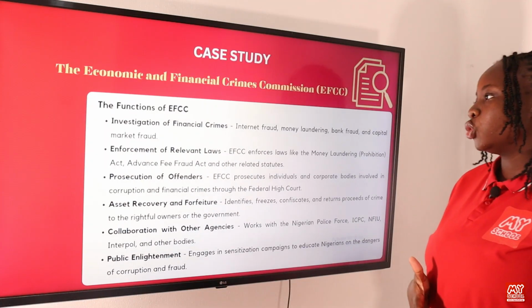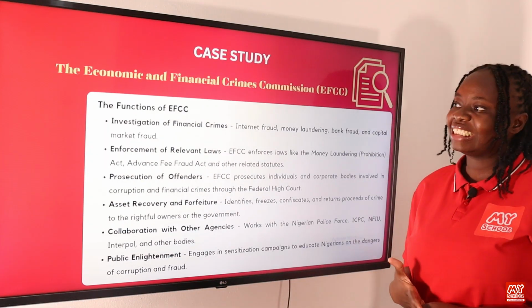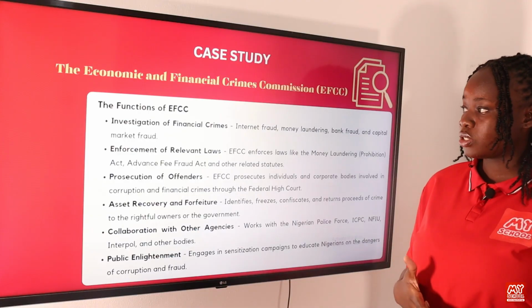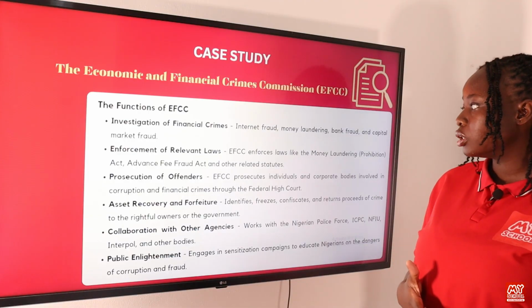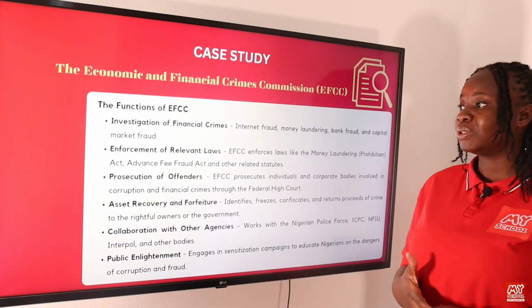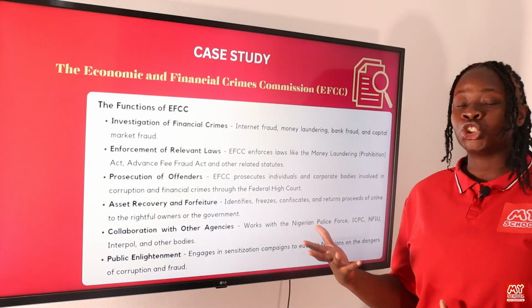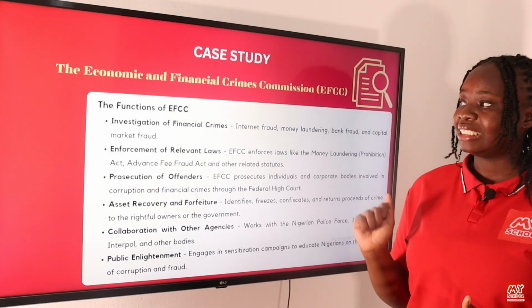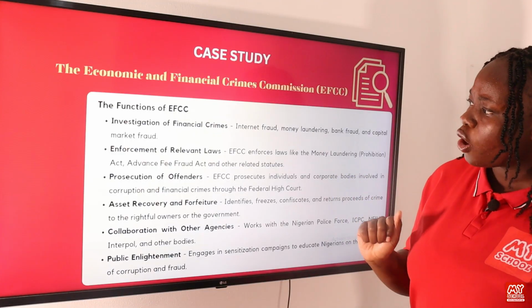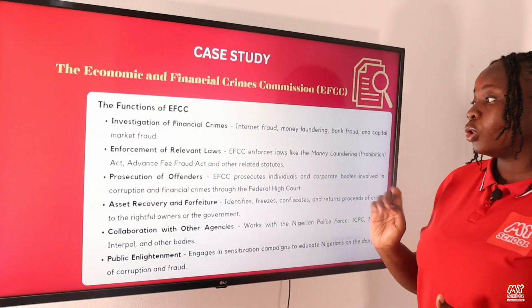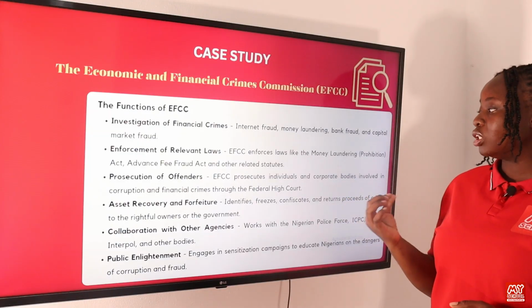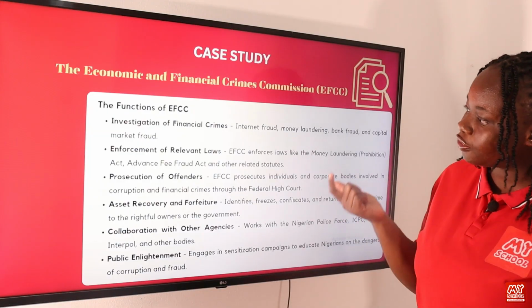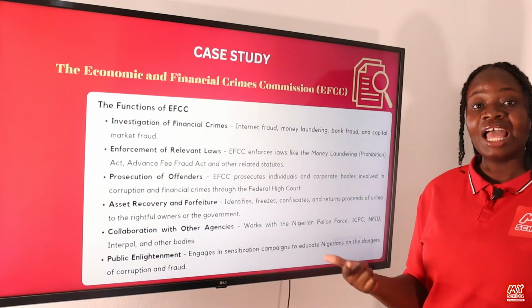All right, what are the functions of the EFCC? One of the functions is the investigation of financial crimes. They investigate internet fraud, money laundering, bank fraud, and capital market fraud. So any issue related to fraud and economic issues is investigated by the EFCC. They also enforce relevant laws. The EFCC enforces laws like the Money Laundering Prohibition Act, the Advanced Fee Fraud Act, and other related statutes.